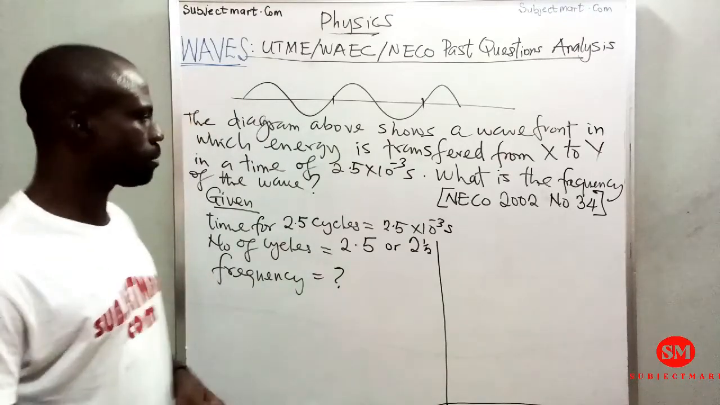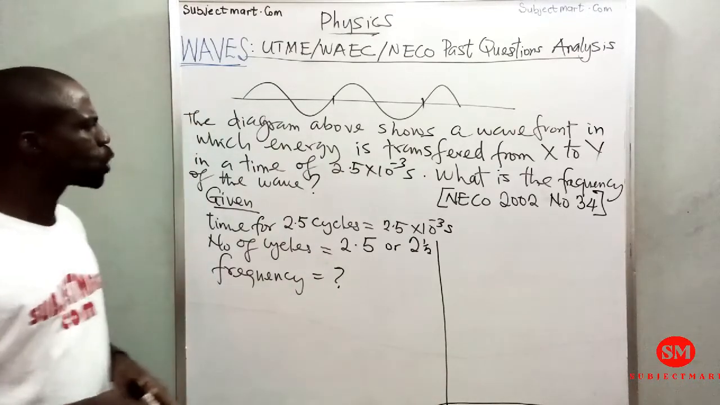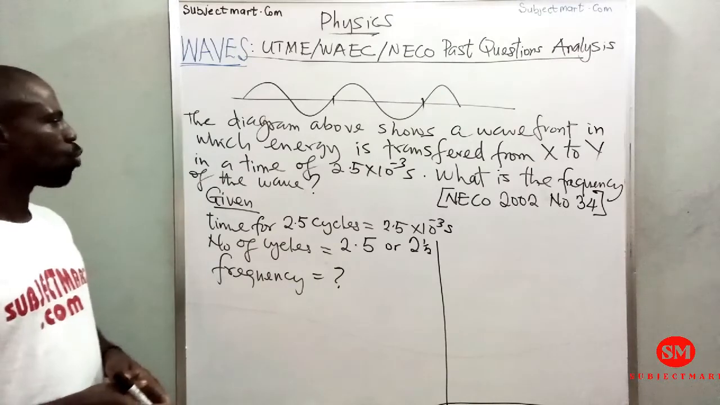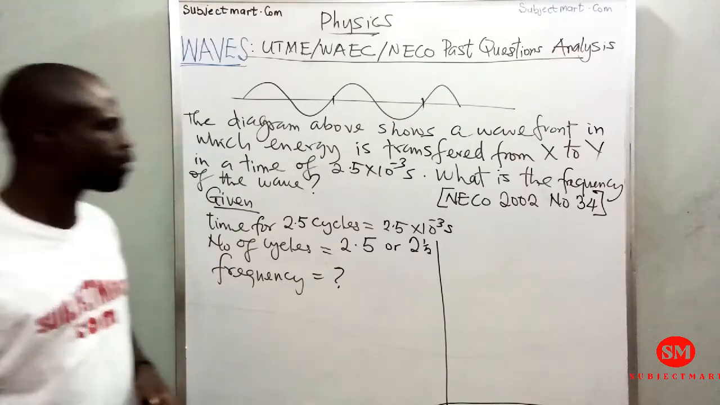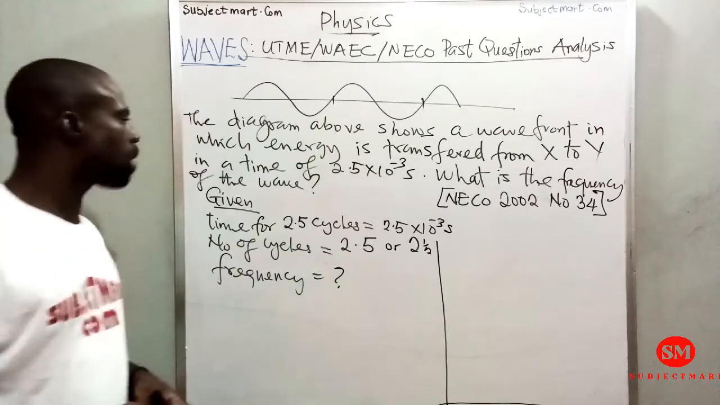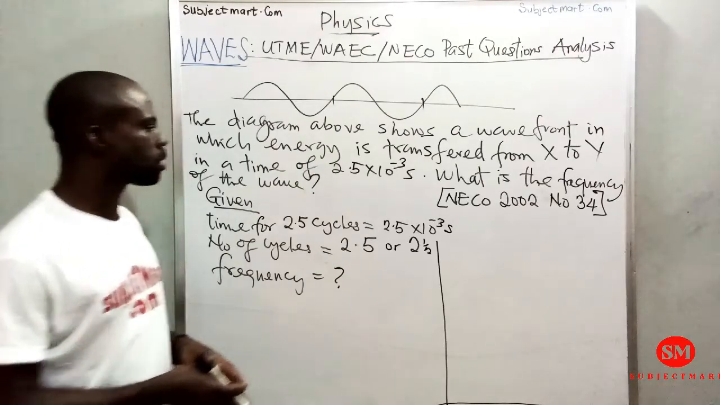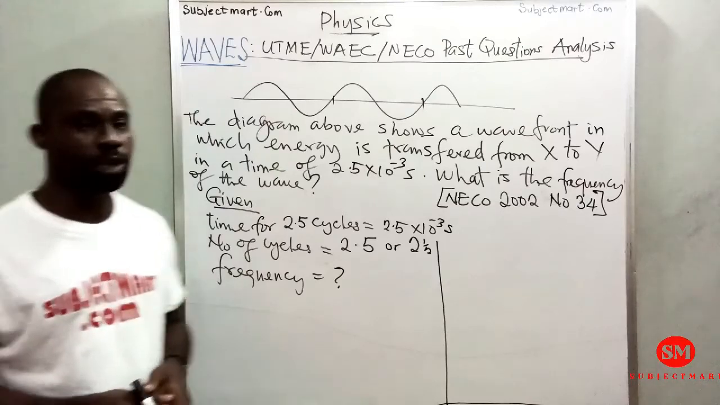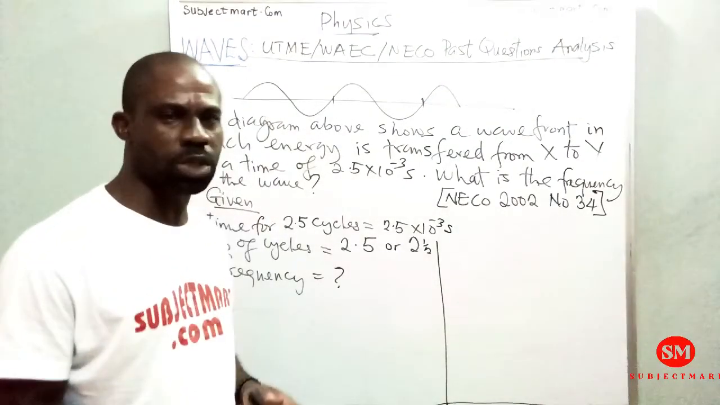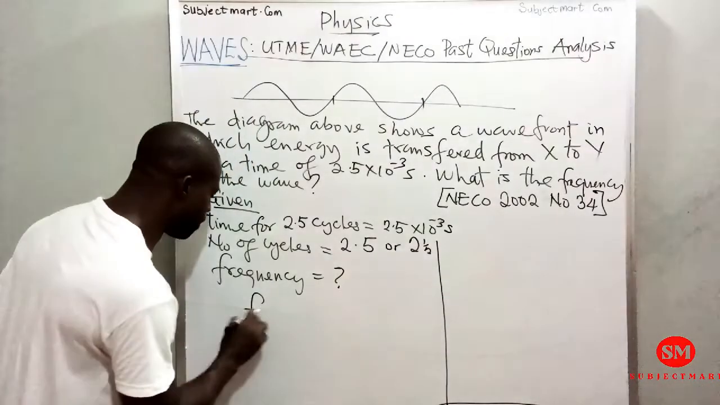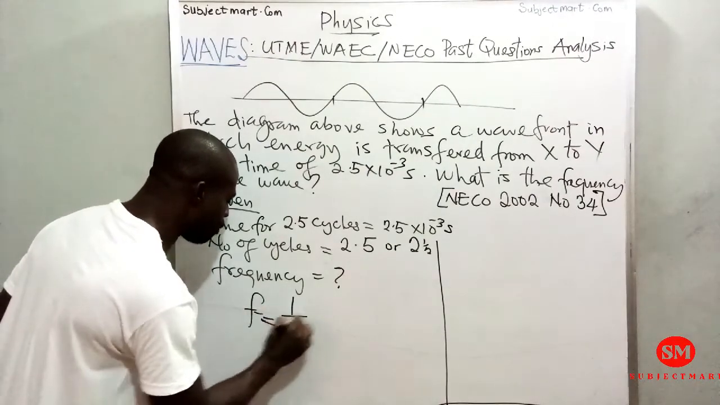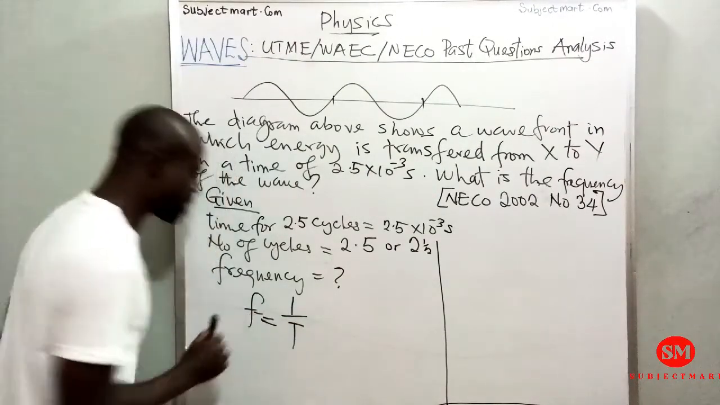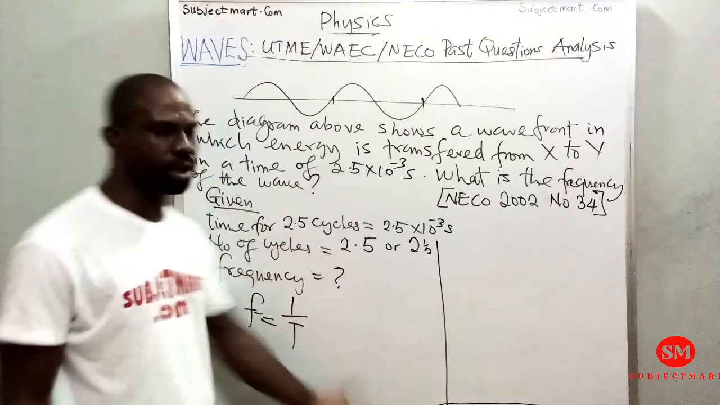Let's start with this. The diagram above shows a wavefront in which energy is transferred from x to y in a time of 2.5 times 10 power minus 3 seconds. What is the frequency of the wave? Now don't forget that frequency is what? Frequency is given as 1 over period.